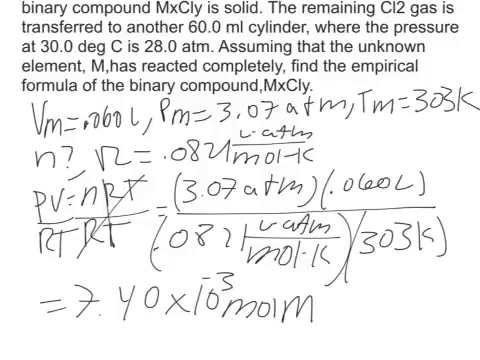Then, in order to solve for M, we use the formula PV equals nRT. We isolate n, then n is equal to pressure times volume over R times T. So we do that, and then we find out that the moles of M is 7.40 times 10 to the negative 3.